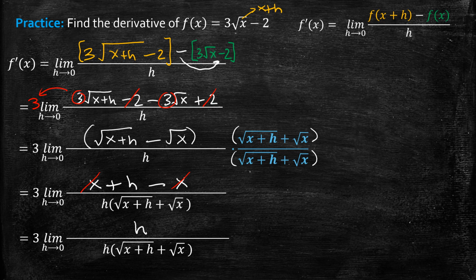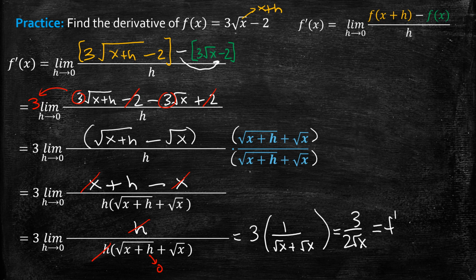Well, and once again, the whole point was that h equals 0 was illegal to plug in because at this point we still get 0 over 0. But if we notice that they cancel out, at this stage we get to a point where we could plug in h equals 0, right? We can plug it into what's remaining, and we get 3 times 1 over square root of x plus square root of x, which is 3 over 2 square root of x. And we have derived the derivative once again.